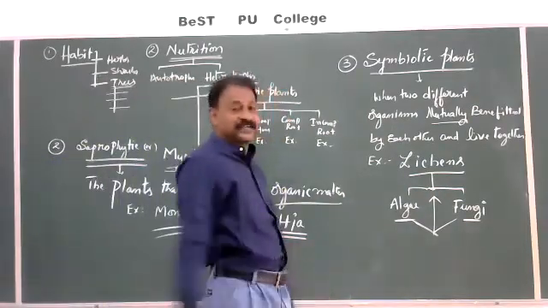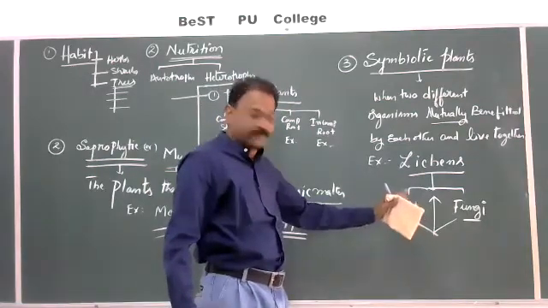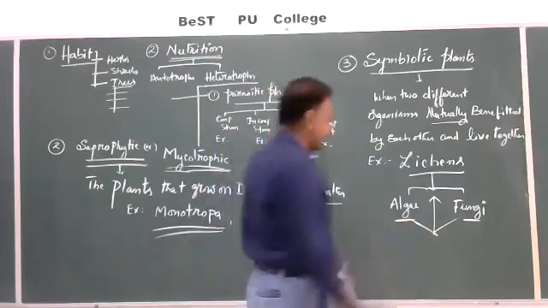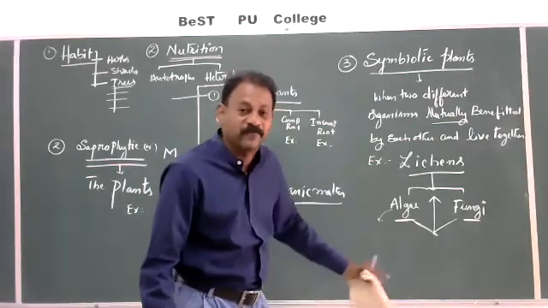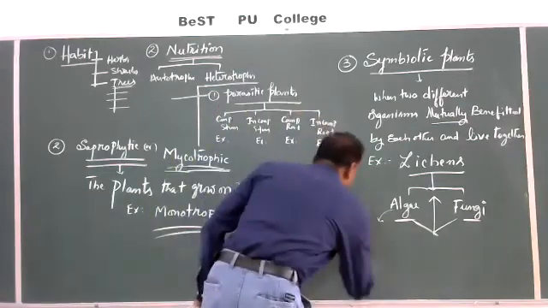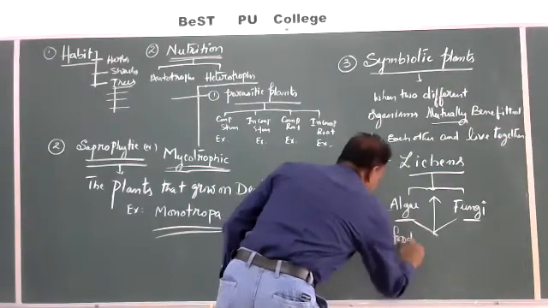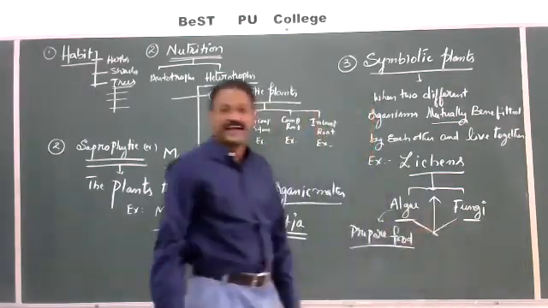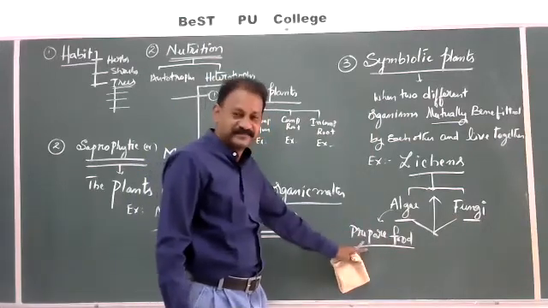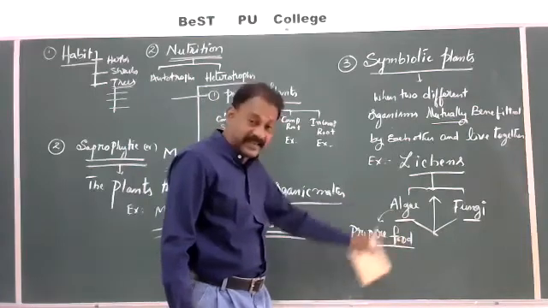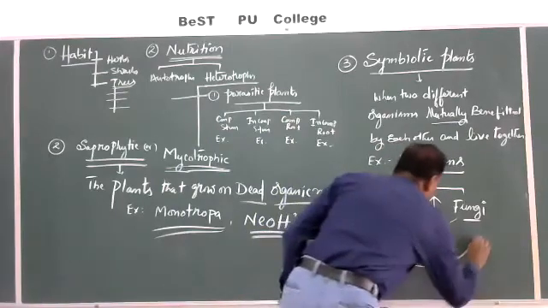Here the question comes, how were they benefited from each other? How? Algae is photosynthetic, so it can prepare food material. Algae prepare food which will be supplied to the fungi. Algae by photosynthesis prepare food. It is having green colored pigment. It prepares food and the food will be supplied to the fungi.